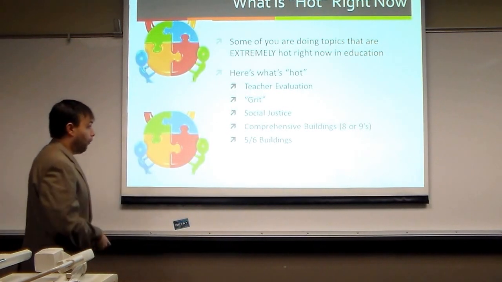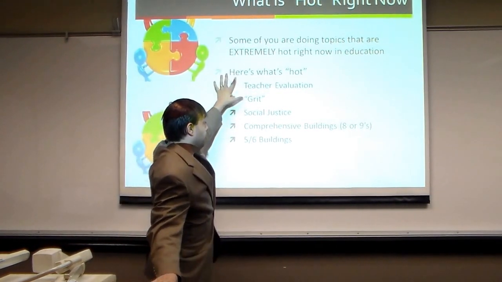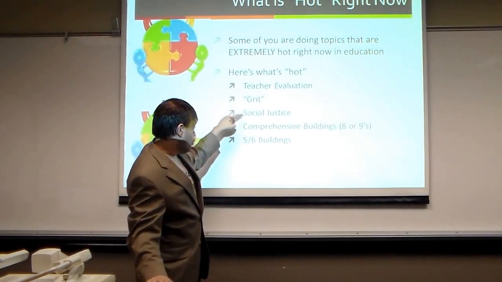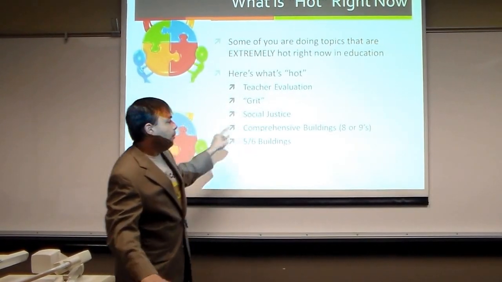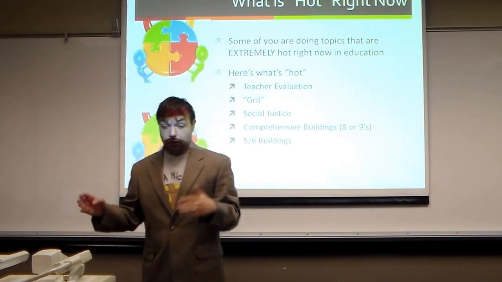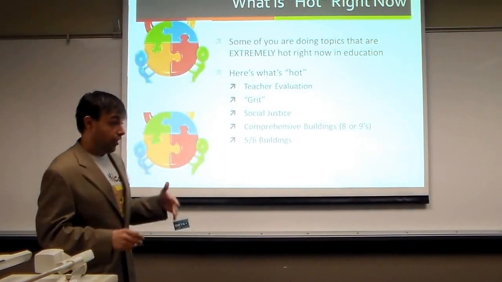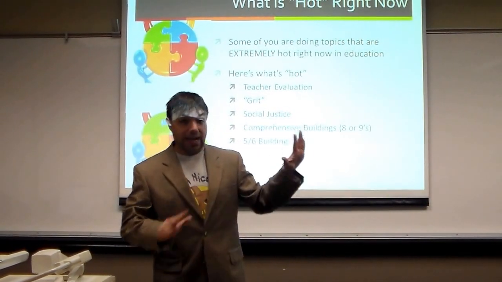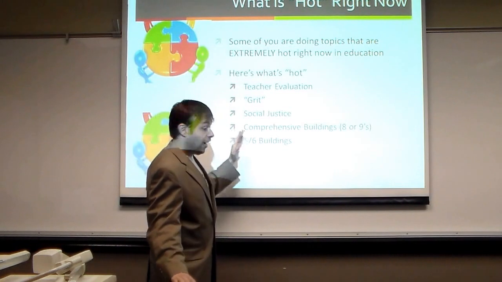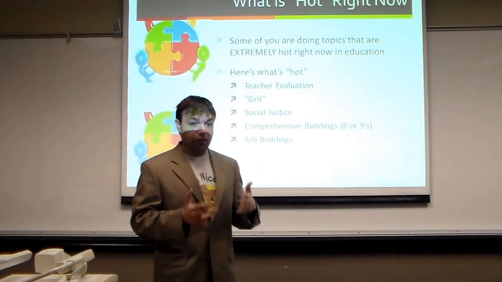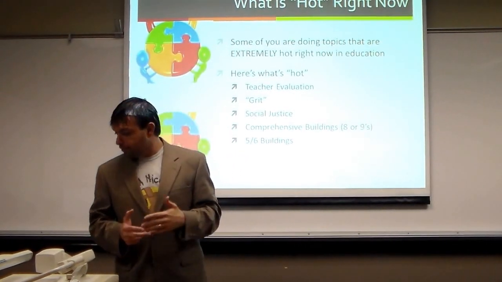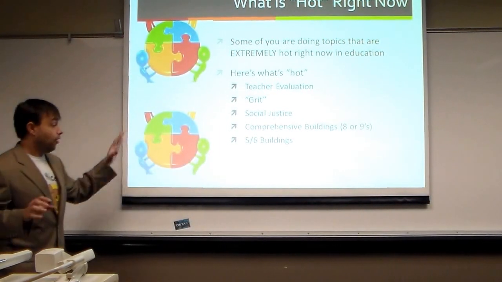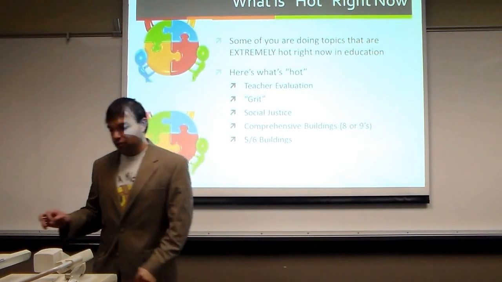But right now, obviously, not just in Oklahoma, I know this is everywhere, teacher evaluation is big. Grit is a big thing, social justice is a big thing. The comprehensive building, the 8 or 9, and as we said in class, you guys call those academy buildings. I'm used to them being called comprehensive buildings, and it's an 8 or a 9, and then the notion of the 5-6 building, or in Oklahoma we have the 4-5 building. So that's kind of what's hot right now, and I would also argue transgender issues as well.